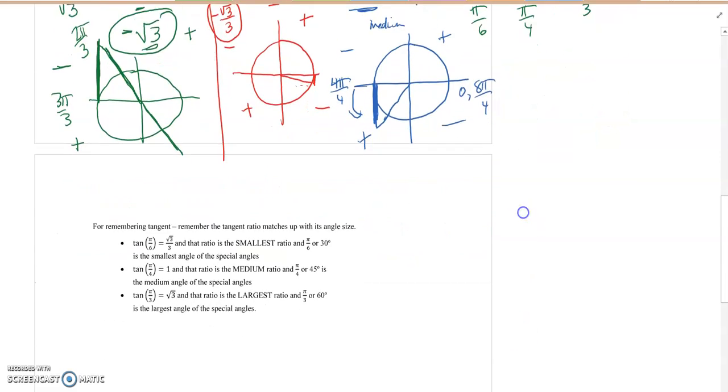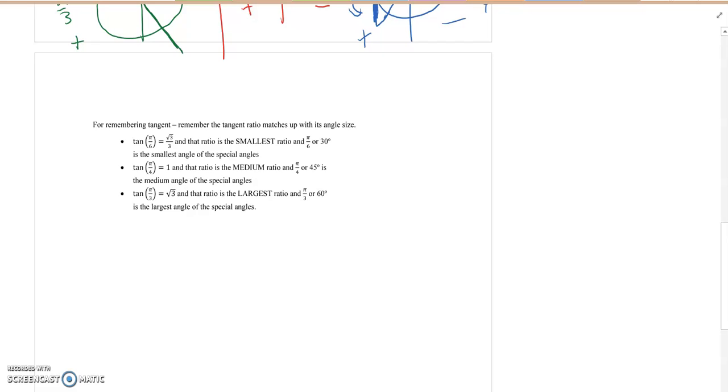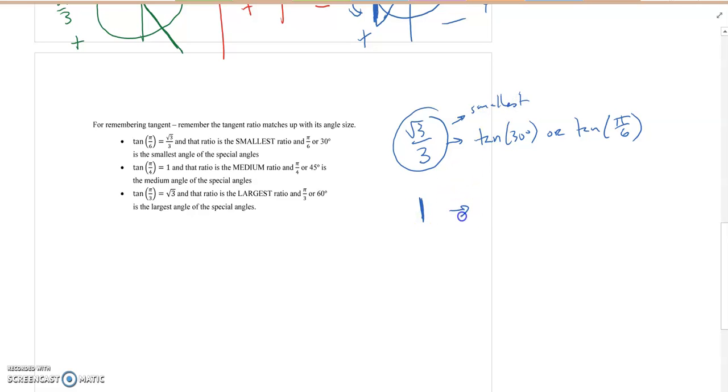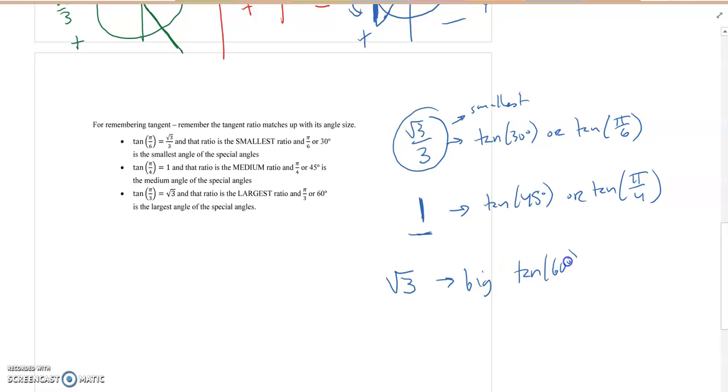Okay, so for summary, for remembering tangent, the ratios match up with its size. So root 3 over 3 is the smallest ratio, so the tangent of 30 degrees or the tangent of pi over 6 or anything of that reference is going to be root 3 over 3 because that's the smallest. Then medium is 1. So that's the tangent of 45 degrees or the tangent of pi over 4. And then root 3, which is our largest, goes with the tangent of anything in the 60-degree family, or tangent of pi over 3. And so that's our largest ratio.